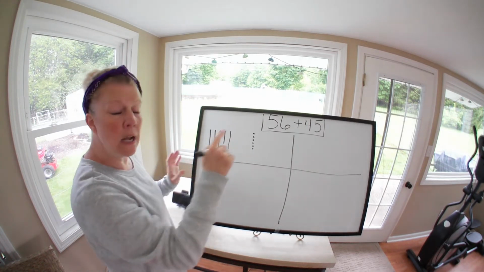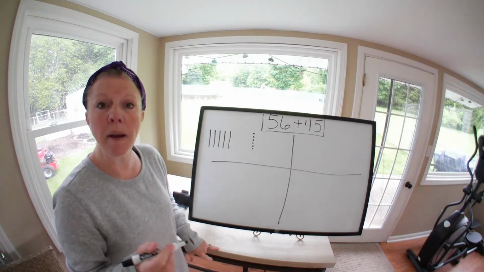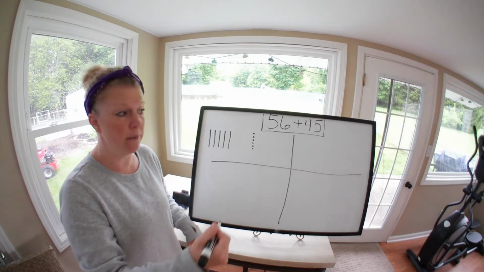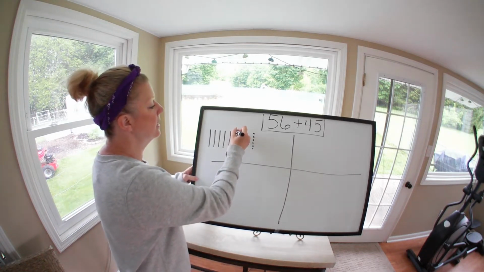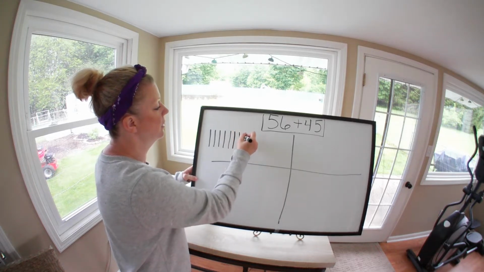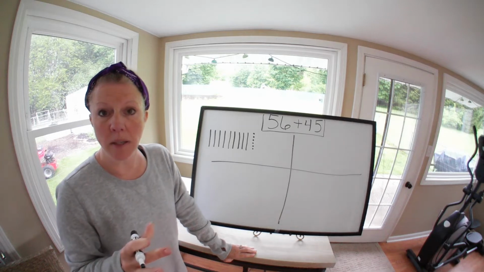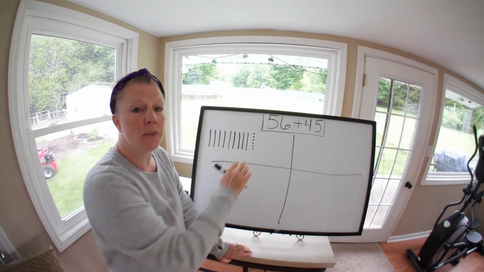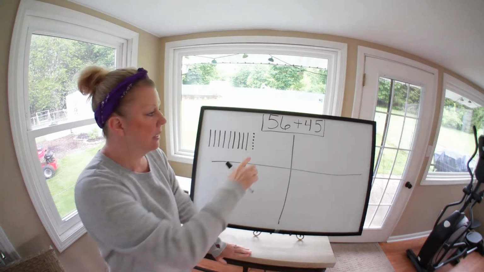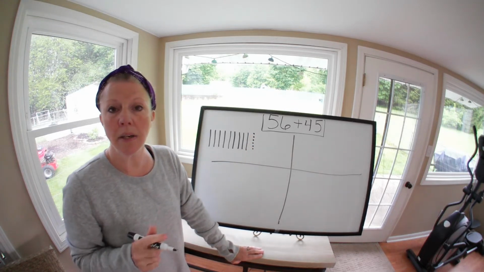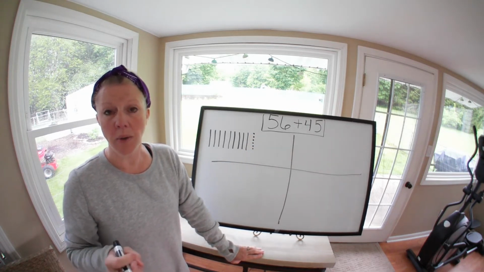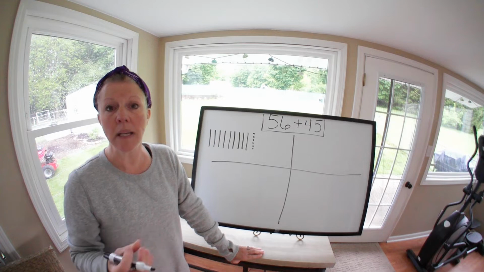So I drew 56. Now I'm going to draw 45. So remember, I have 4 tens, 5 ones. So I'm going to draw my 4 tens. 1, 2, 3, 4. Now, I have to draw my 5 ones. Now, I'm not just going to draw 5 ones over here. I've got to stop and think. I have 6 ones here. How many more do I need to add to 6 to make it a 10?